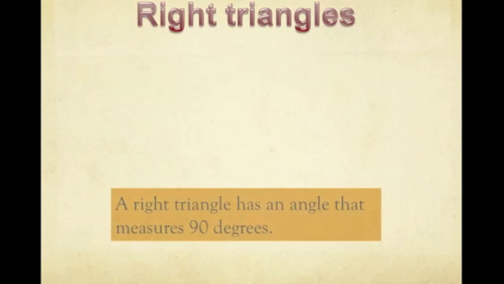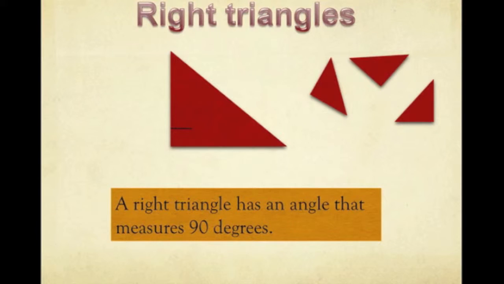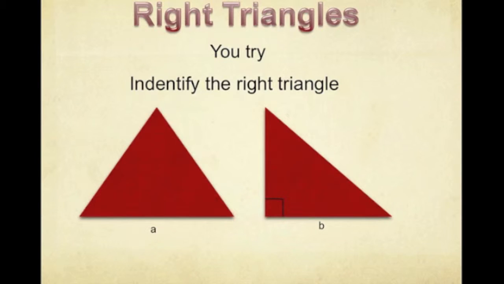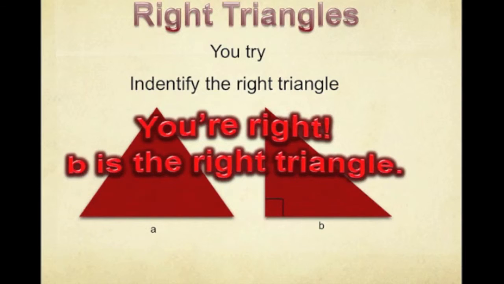A right triangle has an angle that measures 90 degrees. In these triangles, we see the 90 degrees labeled by a little black box. Now you try identifying the right triangle. Is it A or B? You're right. B is the right triangle.